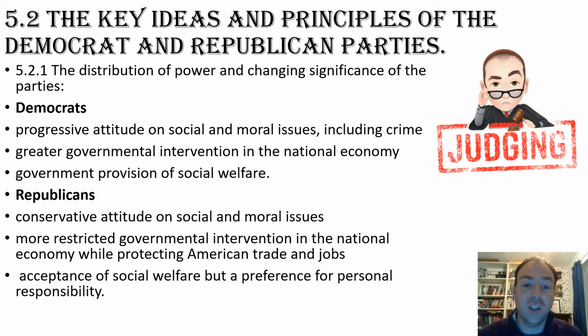We'll talk at another point about the distribution of power and the changing significance of the parties, but in particular what I want to focus on is the bit on policy. Democrats have a progressive attitude on social moral issues, including crime, greater government intervention in the national economy, and government provision of social welfare. Republicans have a conservative attitude on social moral issues, more restrictive government intervention in the national economy whilst protecting American trade and jobs, and particularly that second part is very much Trump's Republicanism rather than necessarily the original Republicanism idea. They also have an acceptance of social welfare but a preference for personal responsibility.